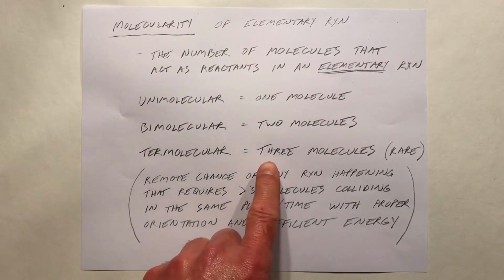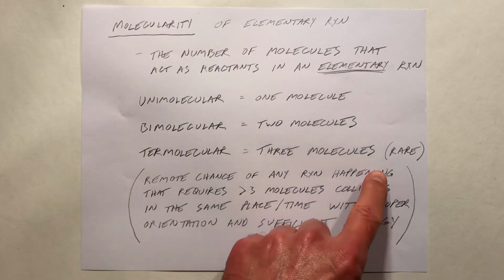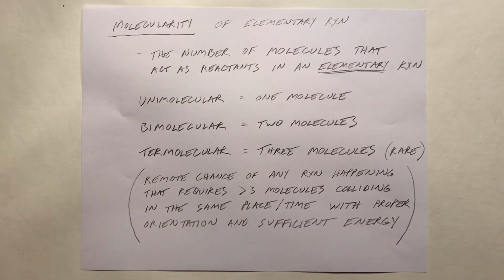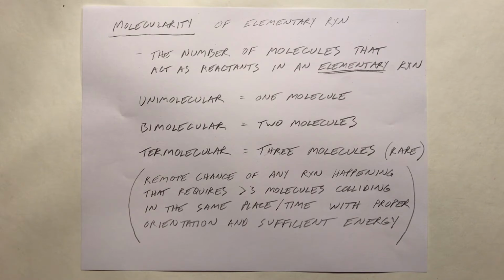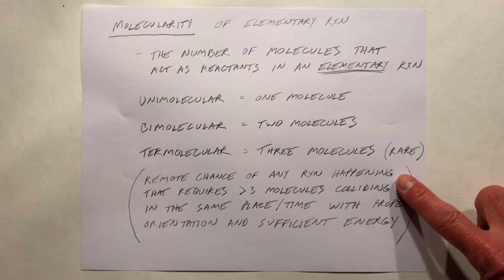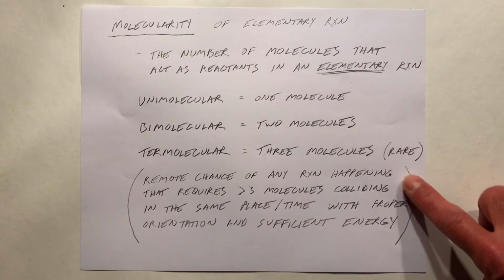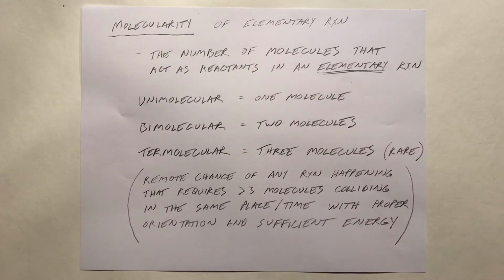And if there are three molecules involved, and that would be rare because that means we'd have to have three molecules all colliding in the same place at the same time with the proper orientation and sufficient energy for a reaction to occur. Now it's rare, but it does happen sometimes. Then that elementary reaction would be termolecular. And there's really just such a remote chance of more than three molecules colliding in the same place at the same time with proper orientation and sufficient energy that we won't see elementary reactions that are really beyond termolecular.